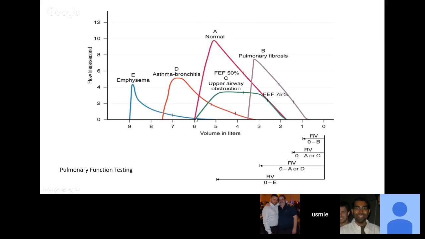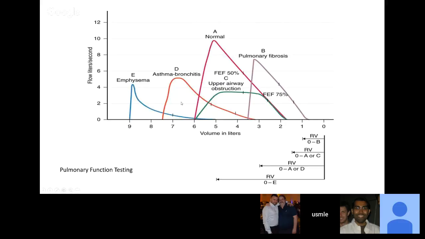The inflation total capacity will be normal, but it's going to take time for the expiration to happen because you have an obstruction. And that area that is an obstruction can have residual volume. But because of the obstruction, you cannot go to the maximum flow. It's going to be even less than the emphysema. But you have a kind of plateau happening.